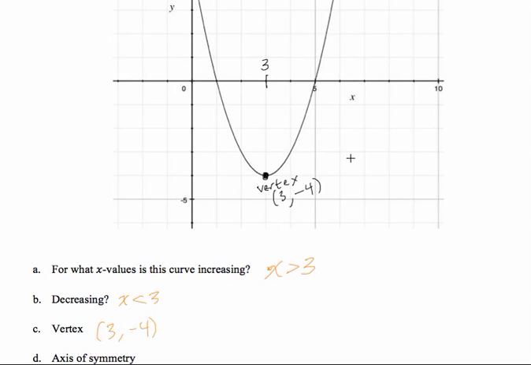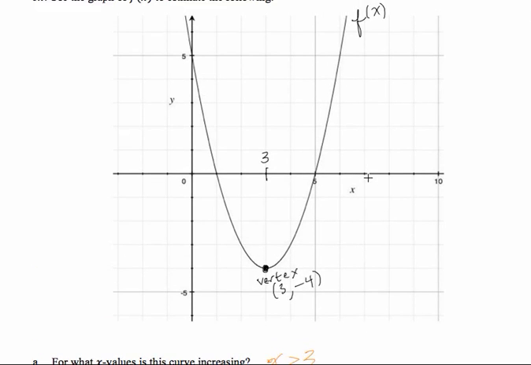Its axis of symmetry, I didn't mention that previously. Every parabola is symmetric about a middle line. It's the line that goes right through the middle. It's always going to be a vertical line.